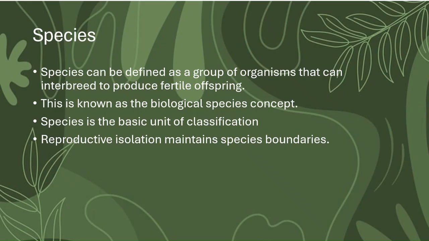A species can be defined as a group of organisms that can interbreed to produce fertile offspring. This is known as the biological species concept, which you should definitely know. The species is the basic unit of classification, and reproductive isolation maintains these species boundaries.